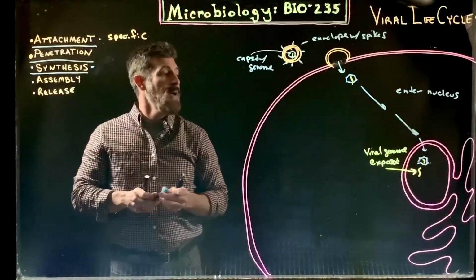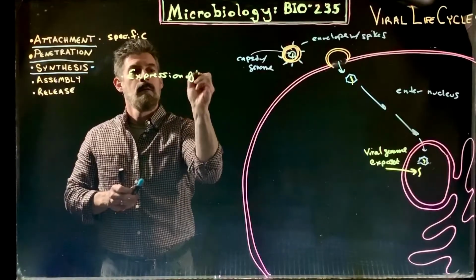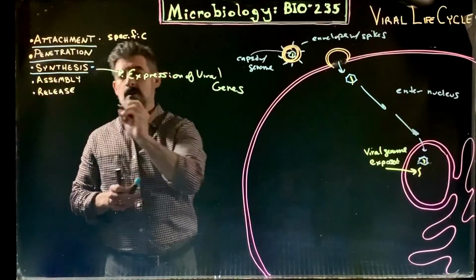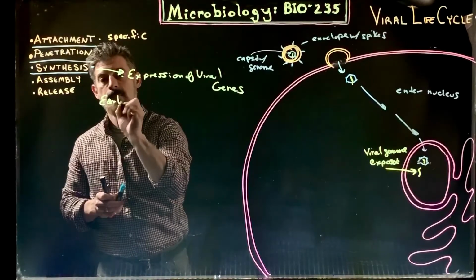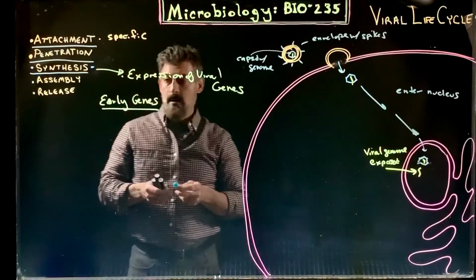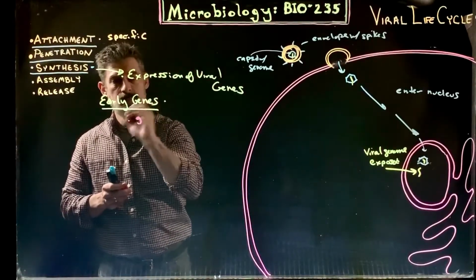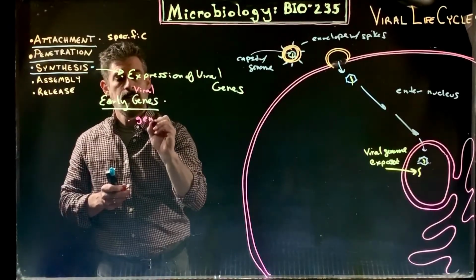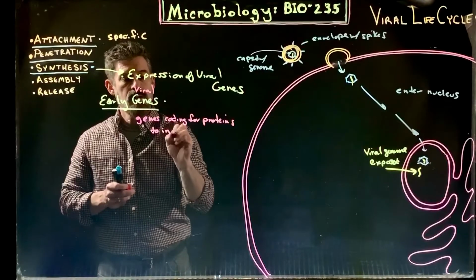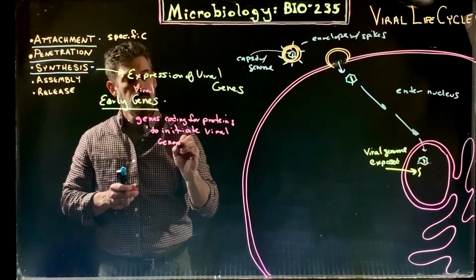So now what starts to happen is the expression of the viral genes. And that's going to be related to the synthesis part. So usually what we have are early genes. Typically, some of the earliest genes for most types of virus are going to be genes, so these are viral genes, keep in mind, coding for proteins to initiate viral genome replication.